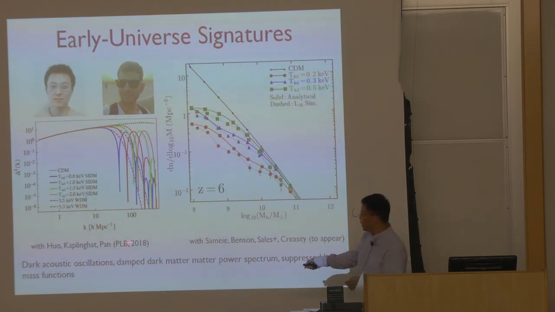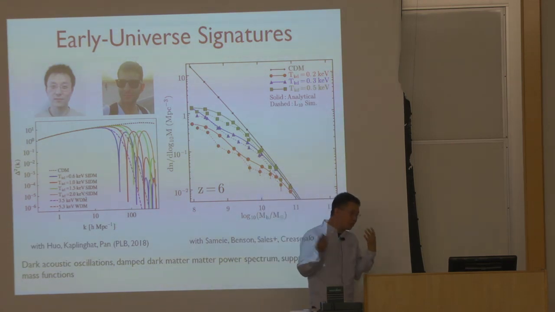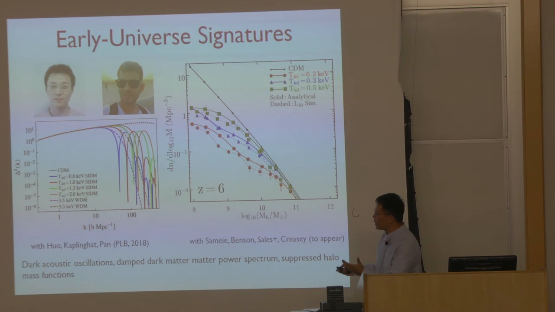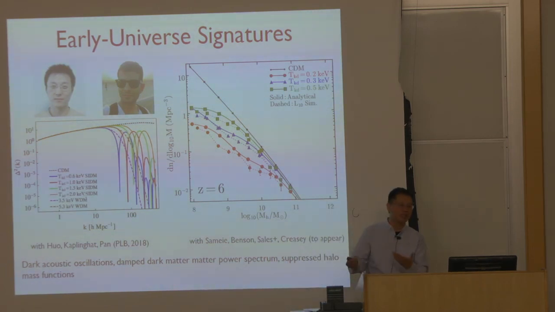So in the paper, we try to have a comprehensive plot: if you put in all the constraints from stellar kinematics, what is the room you can play with? What's the parameter space left that the CMB and Lyman-alpha can put a constraint on?